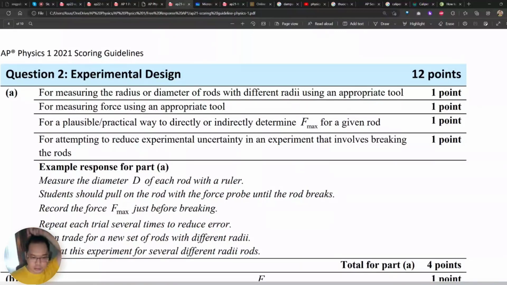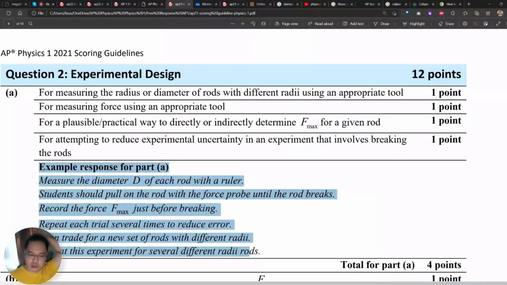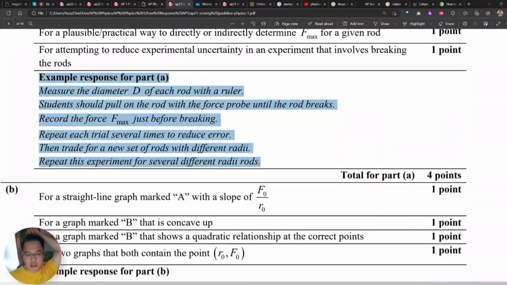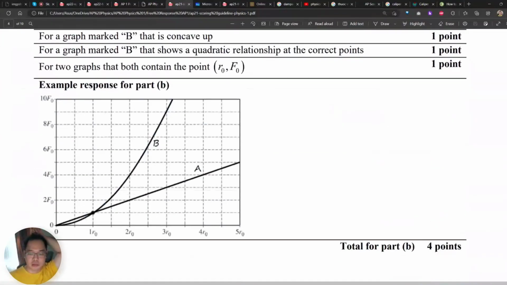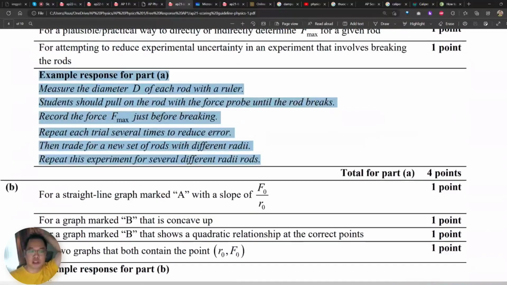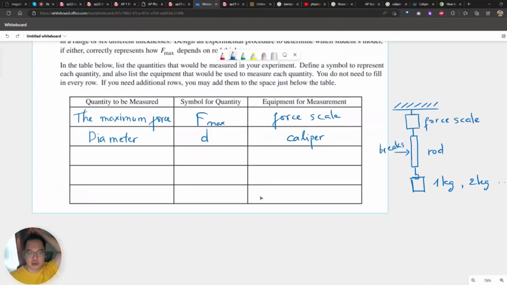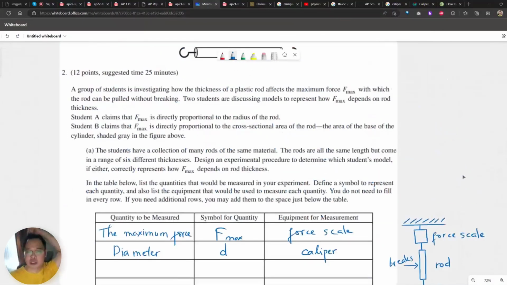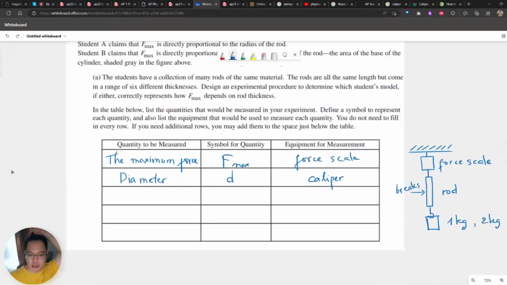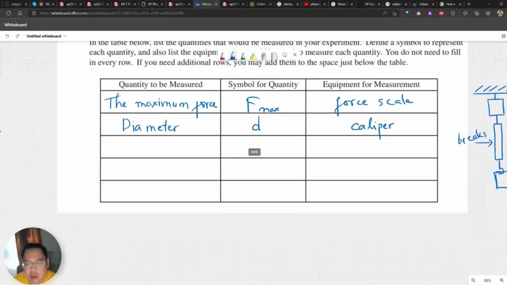Measure diameter with a ruler. Pull the rod with the force probe until the rod breaks. Record the maximum force. Repeat the trial several times to reduce the error. So you see that the example response is pretty short, not very long. 12 points. Yes. Not very long, yeah. And it is to reduce the time. We should spend about 30 minutes to complete a question. Wait, the total time is 90 minutes, right? For 5 questions. Yes. 90 divided by 5, so it should be about 18 minutes for each question.